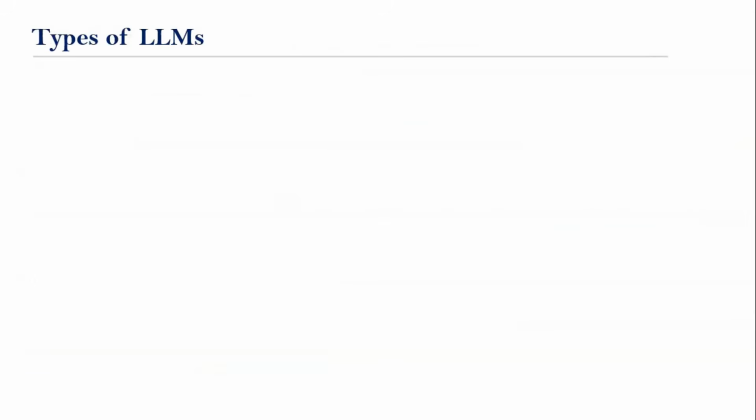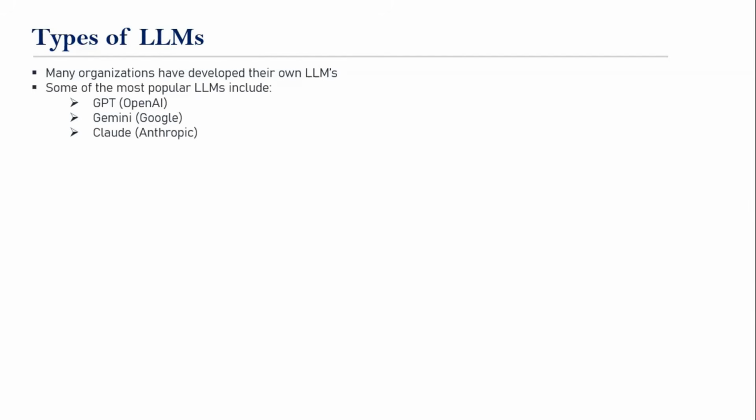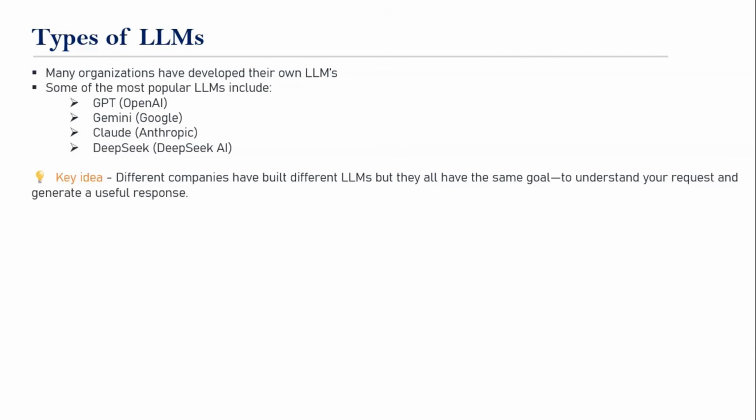Now let me go with the types of LLMs. Today many organizations have developed their own large language models. Some of the most popular ones are GPT, Gemini, Claude, DeepSeek, and of course we have some more. But be clear, all these are LLMs only, simply different brains. Although these LLMs are developed by different organizations, their goal is the same. They are designed to understand your request, understand the context, and generate a useful response.